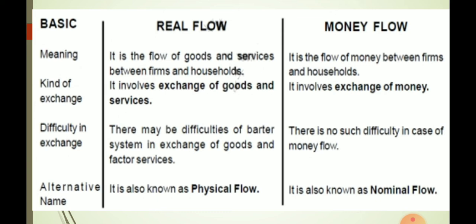Next is difficulty in exchange. In real flow, it is related to the barter system. So there may be difficulties of the barter system in exchange of goods and factor services. In one line, here we find a lot of problems related to exchange, like double coincidence of wants, lack of deferred payment, lack of store of value. But on the other hand, in money flow, there is no such type of problem. Next is alternative name. I already told you, real flow is known as physical flow. On the other hand, money flow is known as nominal flow.